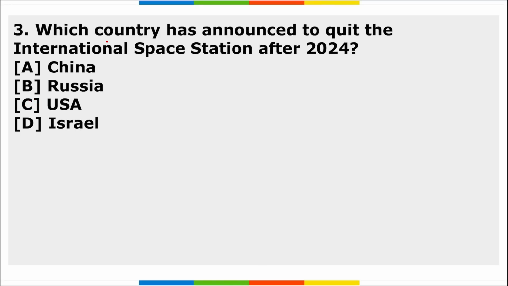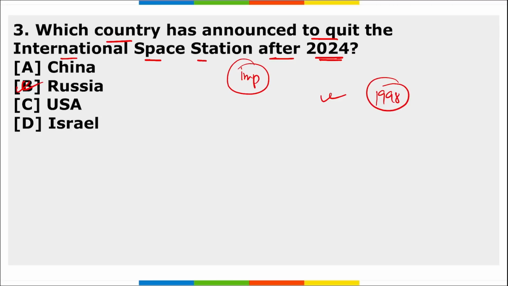Next question. Which country has announced to quit the International Space Station after 2024? It is Russia. Important news, friends. Russia has decided to quit the International Space Station after 2024, as the newly appointed chief of Moscow's agency said. Russia and the US have worked on the ISS, which has been in orbit since 1998, and after 2024 Russia will be exiting the International Space Station.